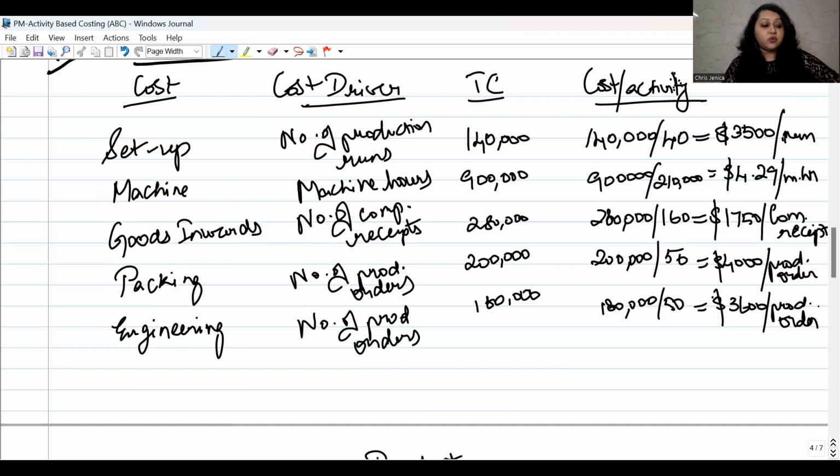Now that we have found out our cost drivers, we had in our question the overhead costs, that is setup cost, machine, goods inwards, packing and engineering. Now we found out the actual factor that is going to influence the level of cost, right? It's called cost drivers. So number of production runs will be the basis for setup cost, and machine cost will be dependent on machine hours. Goods inwards based on number of component receipts, packing on number of production orders, and engineering also on number of production orders.